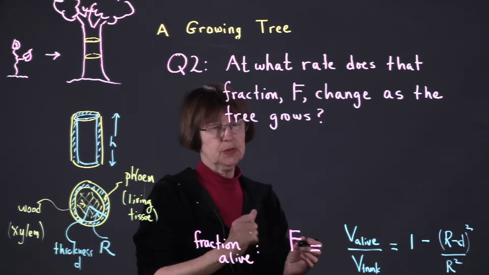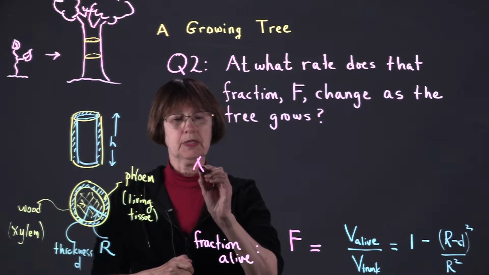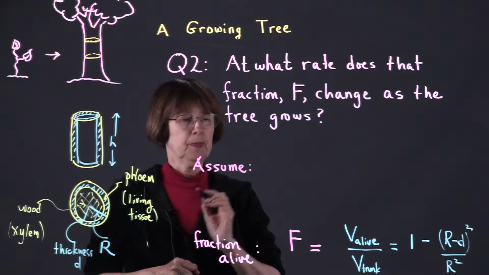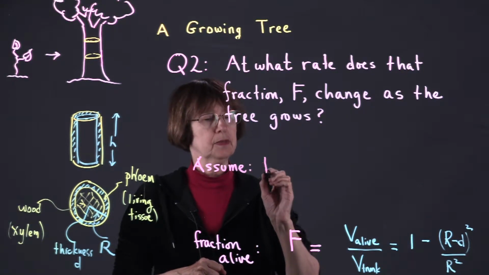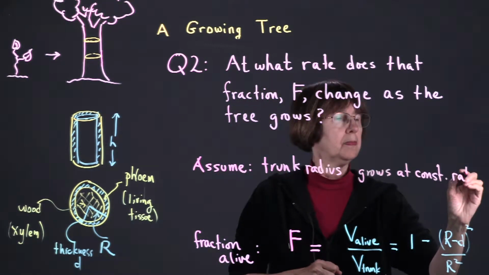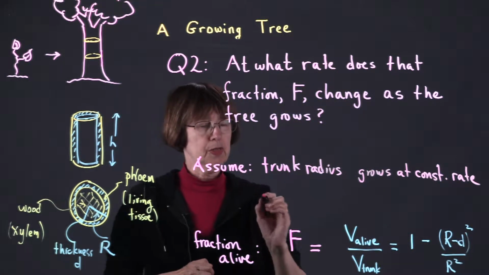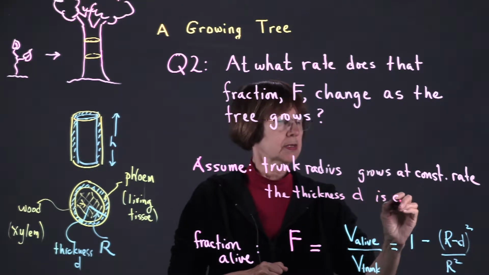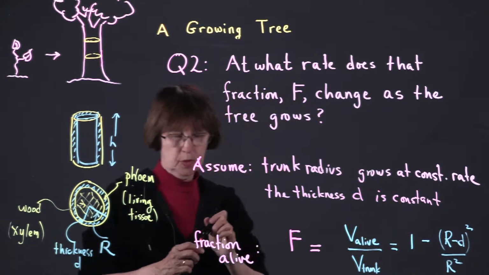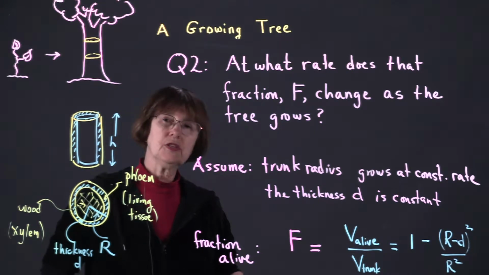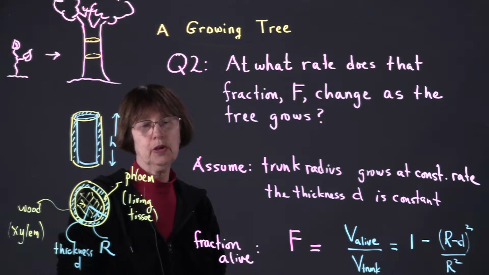In order to answer this question, we're going to make some assumptions. So we're going to assume at first that the tree trunk radius grows at a constant rate, and also that the thickness, d, is constant. So we're going to answer the problem based on these two assumptions. Now let's first identify what it is exactly we're looking for and what these assumptions mean.